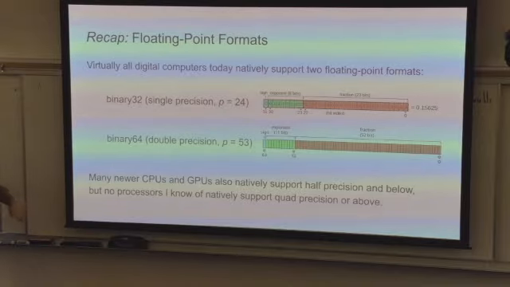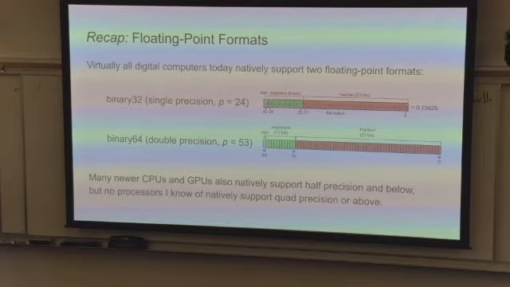Many newer CPUs and GPUs will also natively support half precision, which is becoming popular for machine learning applications. But no processors I know natively support quad precision or above. Generally, double precision is the highest you'll find supported natively in your hardware. We'll get back to that point later, but that native hardware support is an important point.